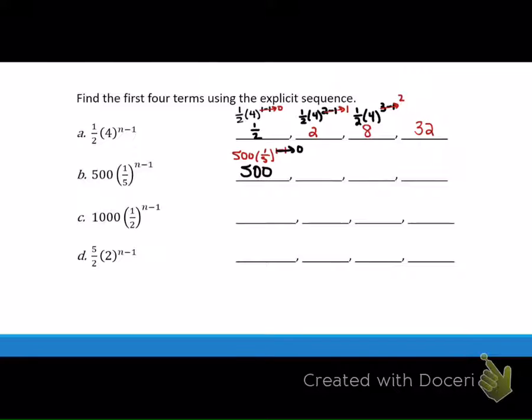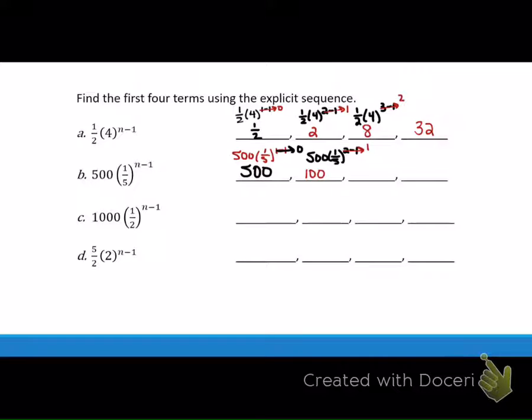Okay, what are we going to assume the next term will be then? 100. Because you multiply by 1/5, right? So see if that's right. What should we substitute in for n? 2 minus 1 is? 1. Okay, is it 100 like we guessed? Yes. Did you guys do it in your calculators? Yes.